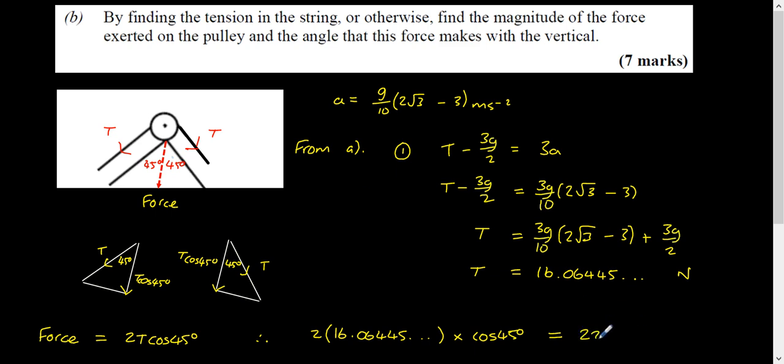And we get 22.7 newtons, and that's correct to 3 sig figs. So not bad for 7 marks. And again, it's fairly procedural. If you're ever asked to work out the tension exerted on the pulley, you're going to have to take double the tension, and you're going to multiply by cosine of the angle. And the angle that we're talking about is whatever the angle here is bisected.